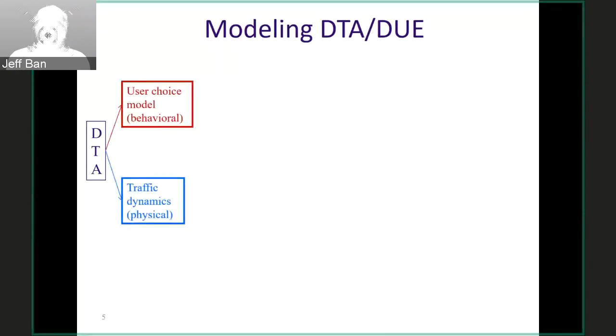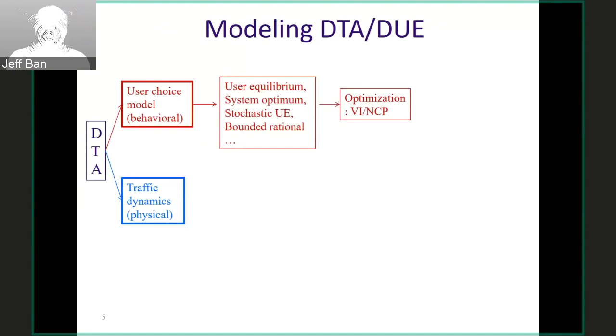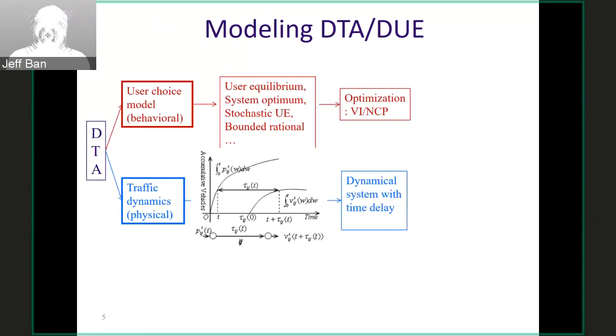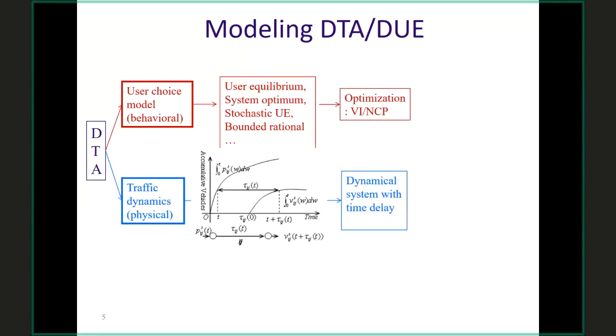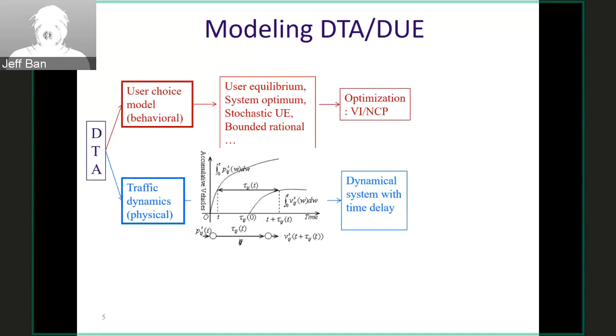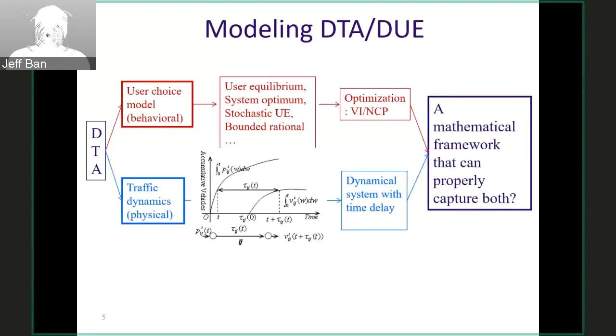Okay, so you can see that essentially, if you look at these two distinct components, you have to capture people's choice behavior, which is behavioral, and dynamics, right? One of them is often represented as equilibrium or optimization problems, it's more optimization. So that is the behavior side, to capture behavior principles. On the traffic dynamics side is a physical process, often a dynamical system with delays, because we can see the delays due to the travel time, or it's PDEs or ODEs, right? But what's the mathematical framework that captures both? Because these two are very distinct and people oftentimes study them separately in separate fields.